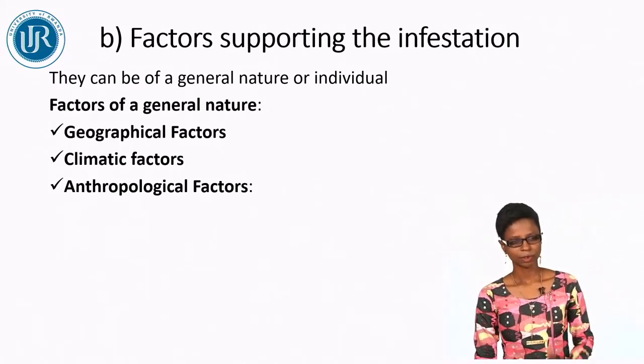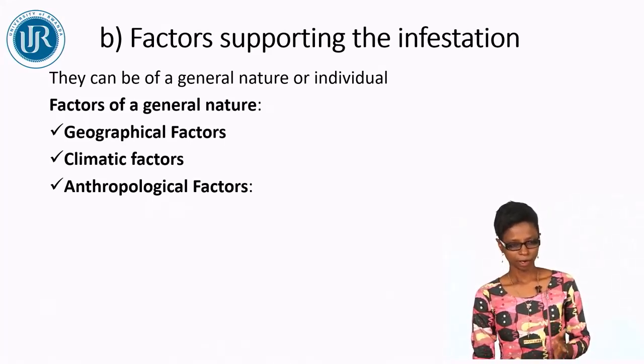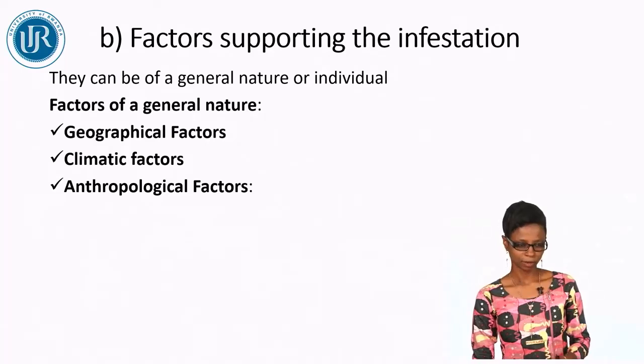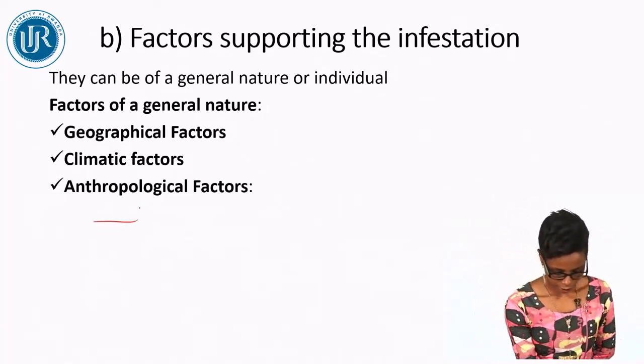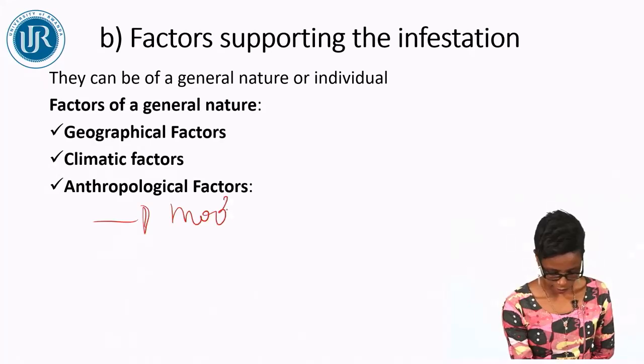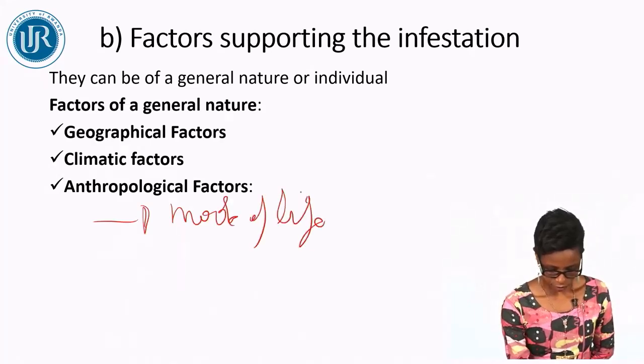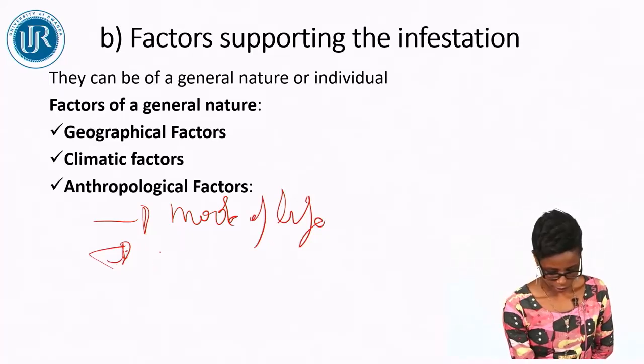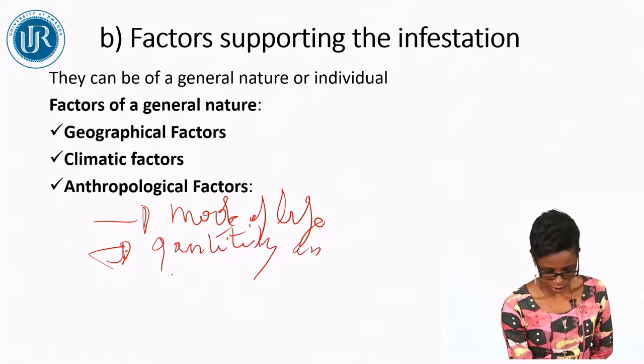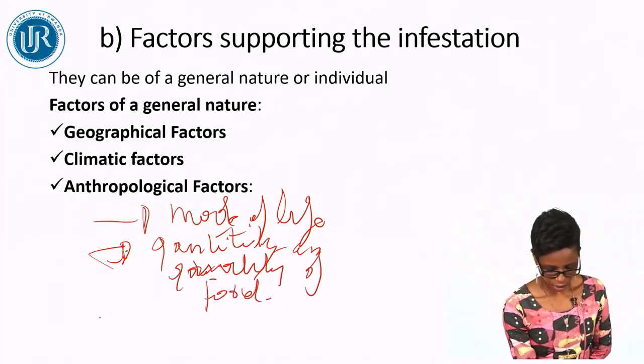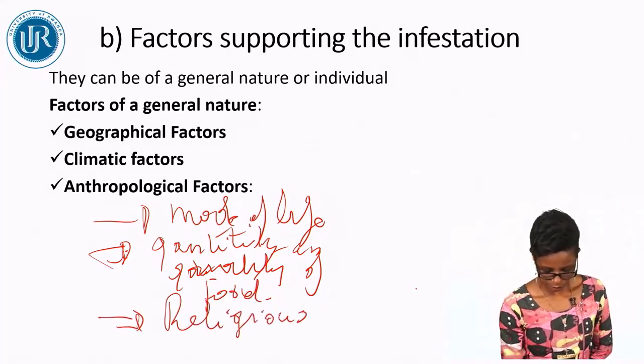There are also supporting factors, where we have two types. The first is of general nature and the other is of individual nature. For general nature, we have geographical factors, climatic factors, and anthropological factors, where you have to think about the mode of life of hosts, the quantity and quality of food, and also the religious practices of the host.